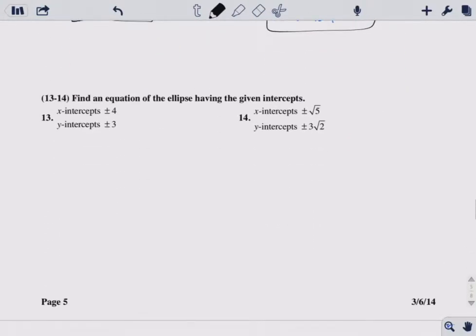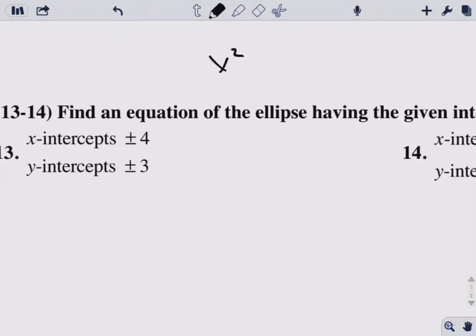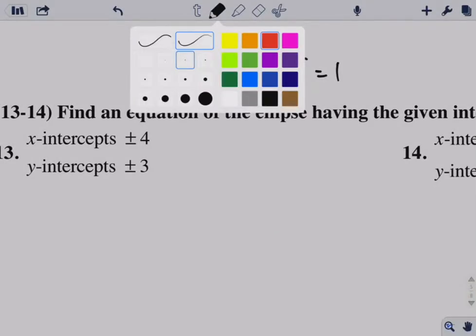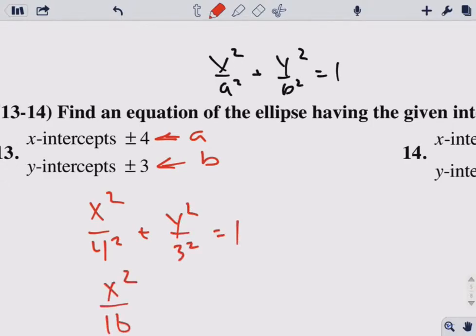Okay, 13 and 14 are ellipses. So ellipses only follow one form. Okay, x squared over a squared plus y squared over b squared equals 1. And if I know the x and y intercepts, that means the x-intercepts are a, y-intercepts are b. So that makes it x squared over 4 squared plus y squared over 3 squared equals 1, or x squared over 16 plus y squared over 9 is equal to 1. That's the answer to that one.